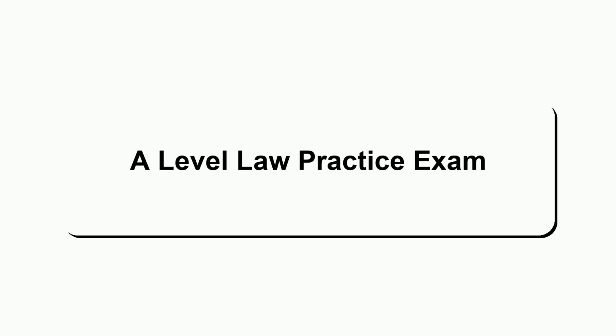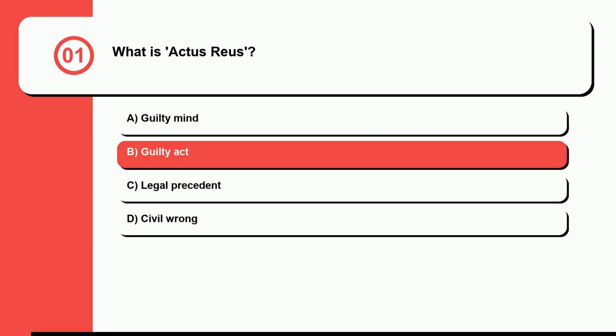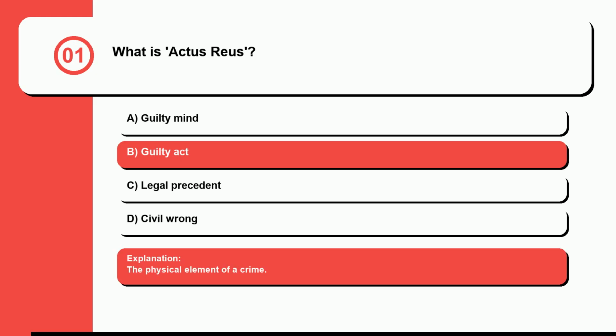A-level law practice exam. Question 1. What is actus reus? A. Guilty mind. B. Guilty act. C. Legal precedent. Or D. Civil wrong. The correct answer is B. Guilty act. The physical element of a crime.